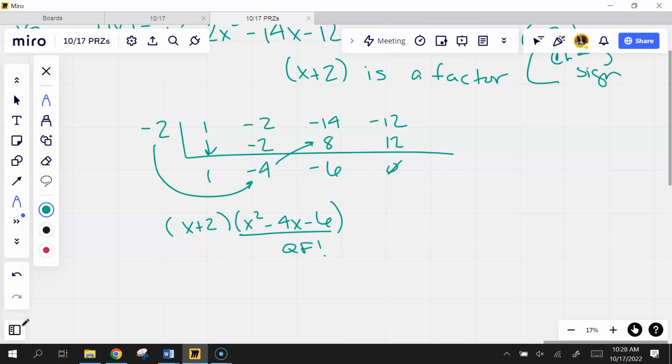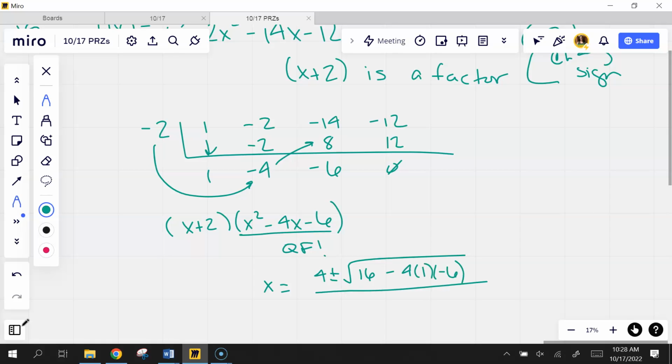How do you know you have to do quadratic formula here? Because it's not factorable. Nothing in the world multiplies to negative 6 but adds negative 4, which means quadratic formula. Opposite b plus or minus the square root of b squared is 16, 4 times 1 times negative 6.